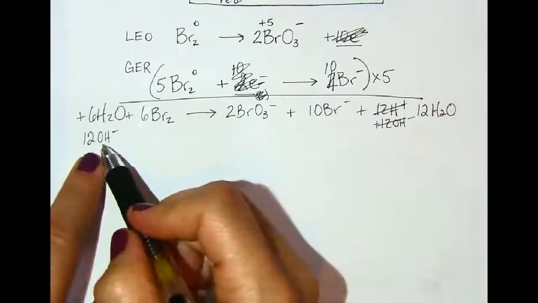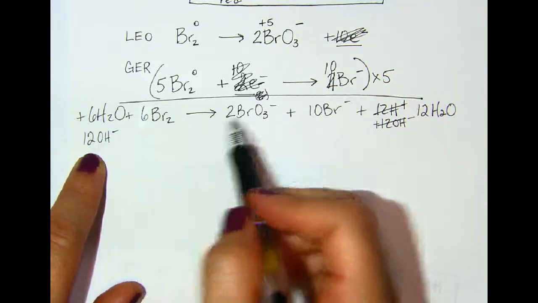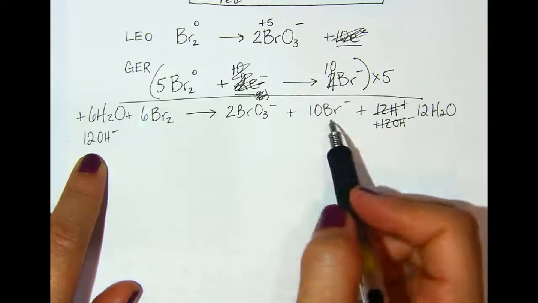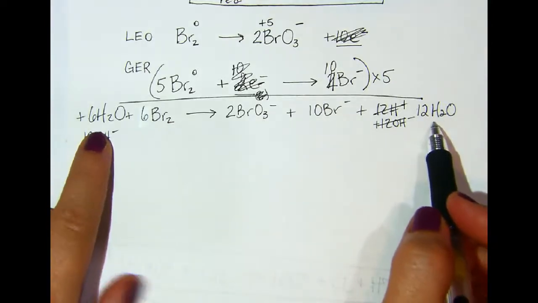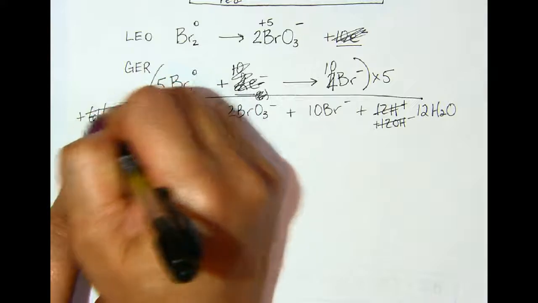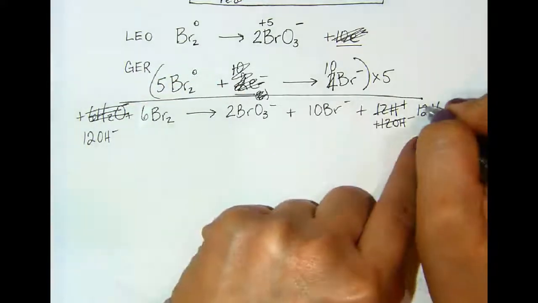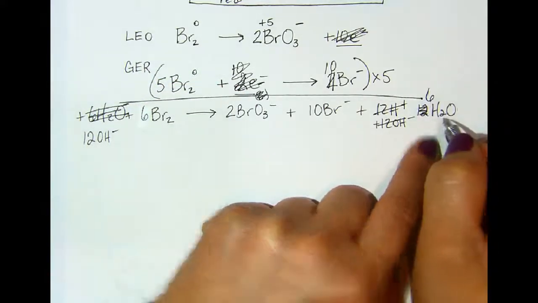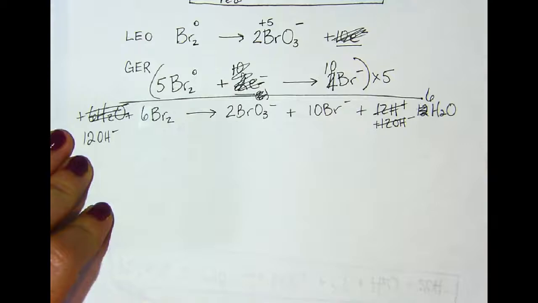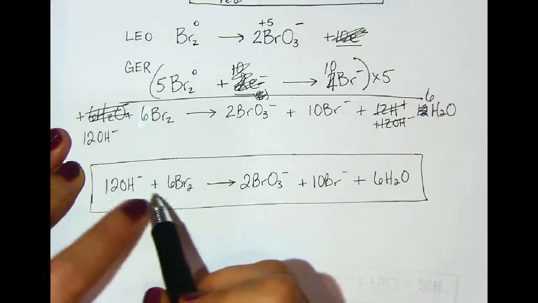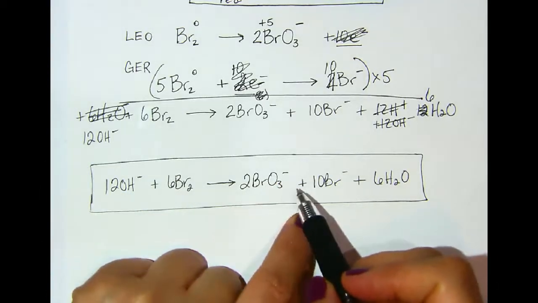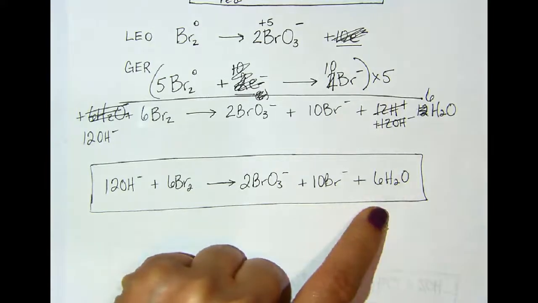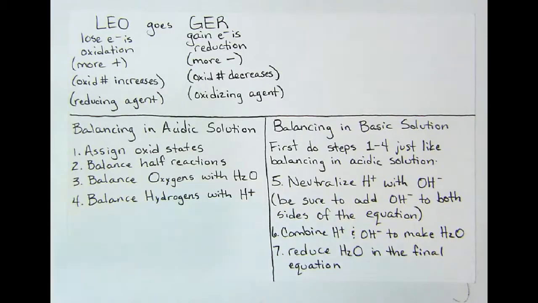And so I have 12 hydroxide plus 6 waters, 6 bromine, 2 BrO3 negative, 10 Br minus, and these 12 waters. I want to reduce the amount of waters. So these 6 waters are going to cancel with 6 of these 12, leaving me with 6 waters on the right-hand side, which makes my final answer 12 hydroxides plus 6 bromines yields 2 bromate ions plus 10 bromide ions plus 6 waters. So here's the note card, and you can pause the video to copy it down.